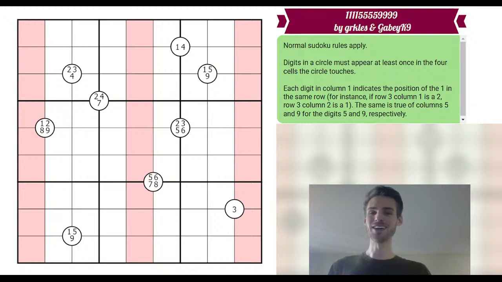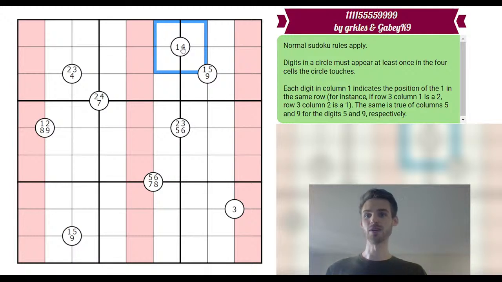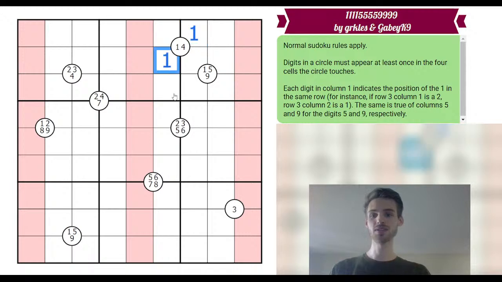today. And it's by grkles and Gabby K9, and it uses quadruples, which means that in these 4 cells around this 2 3 4 clue, there must appear the digits 2, 3, and 4. Around this 1 1 4 clue, you must have the digits 1 and 4 in one of these cells. You could have 2 1s, that would be fine, but you need at least 1. So if I put 5 6 7 and 8, that wouldn't work because there's not at least 1 1 and 1 4. So if I did that, you would still have to put a 4.